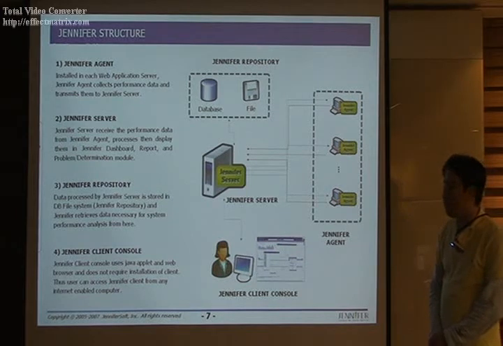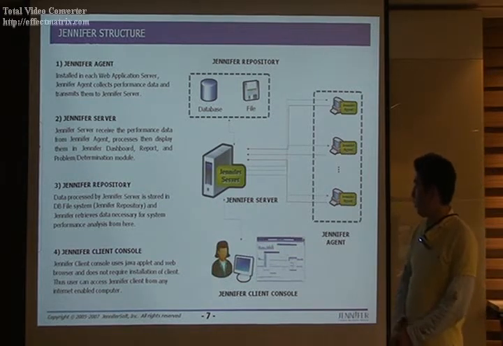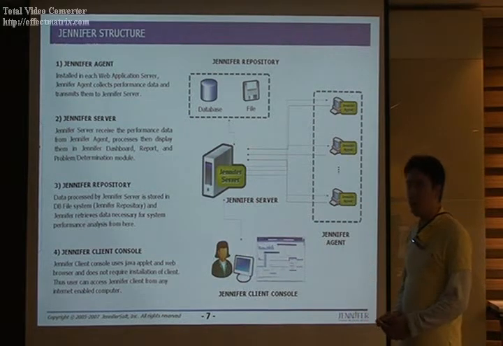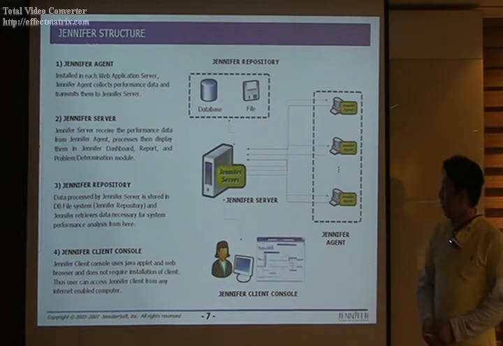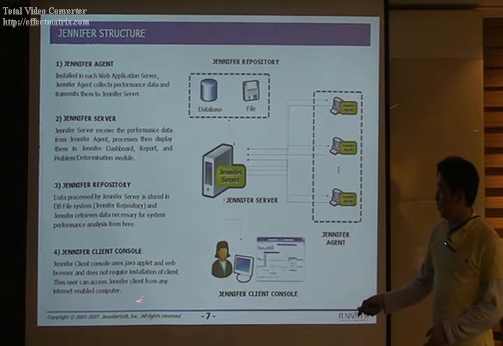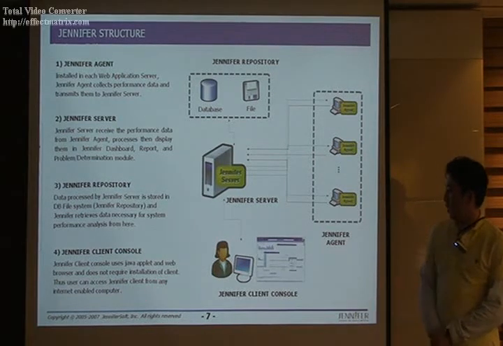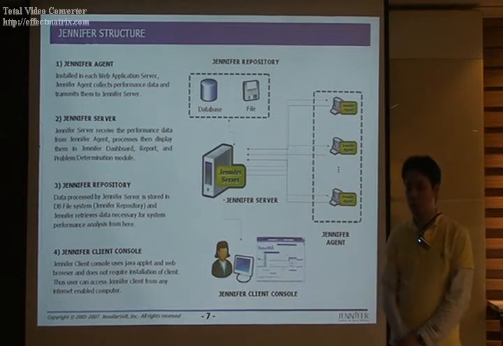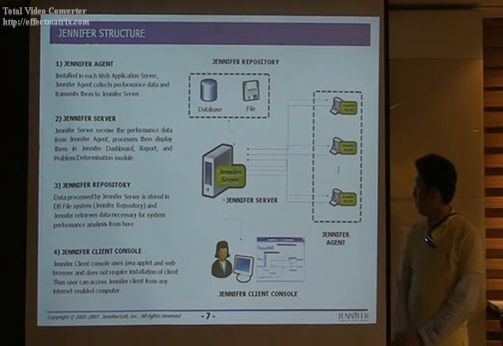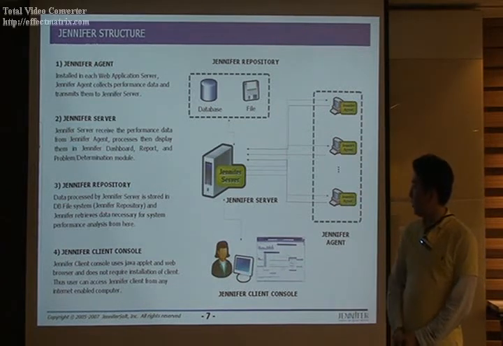Jennifer structure. Jennifer is composed of 4 large structures. There's the Jennifer server that sits in the central area. Jennifer server is responsible for receiving the data collected by the agent. It processes them and puts them in a display format that is displayed in the Jennifer client console. It also produces reports, and problem determination analysis is done from Jennifer server here.